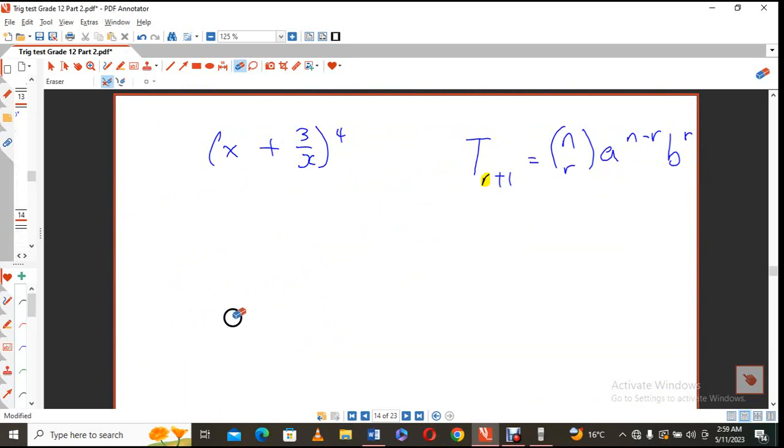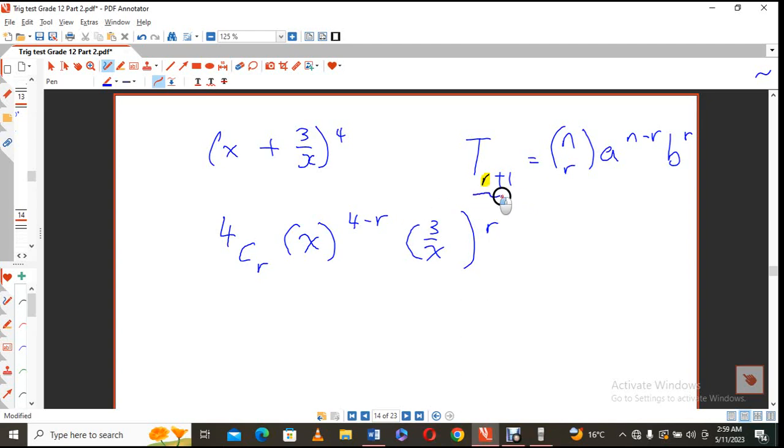So I'm going to say, okay, n, or I'll say 4, which is that 4 over there, choose r, which I don't have, and then I've got my a value, which is x. That will be 4 minus r, that 4 over there. My b value, according to the formula, is 3 over x, and that should be raised to the power of r, using that general formula.